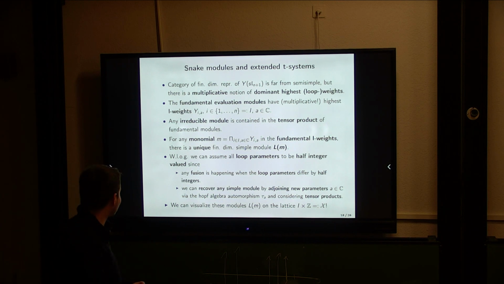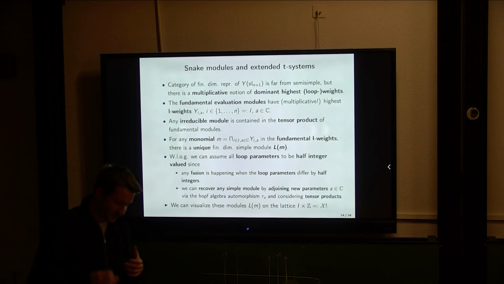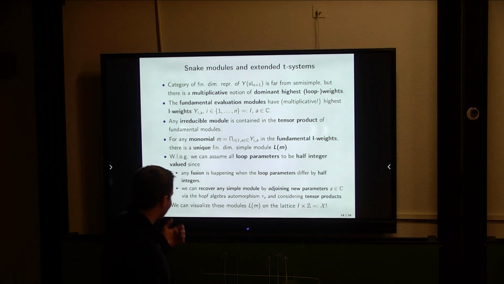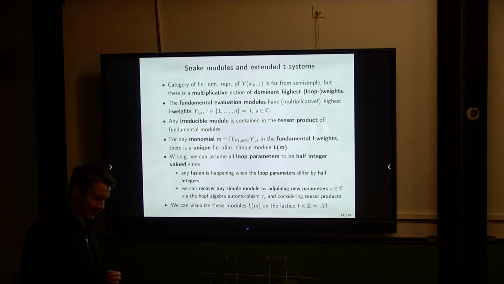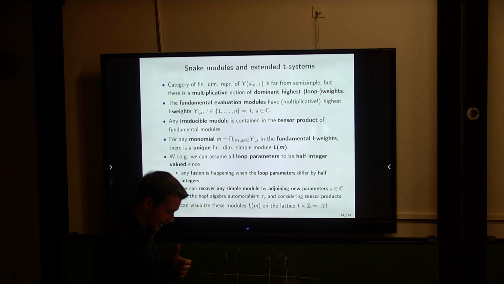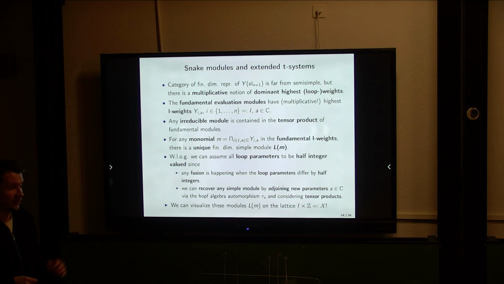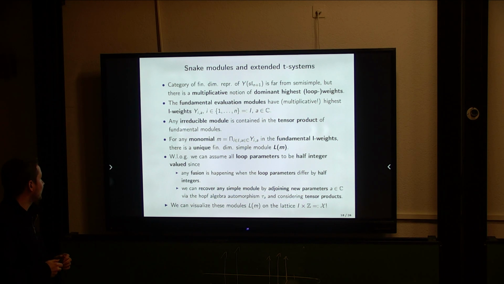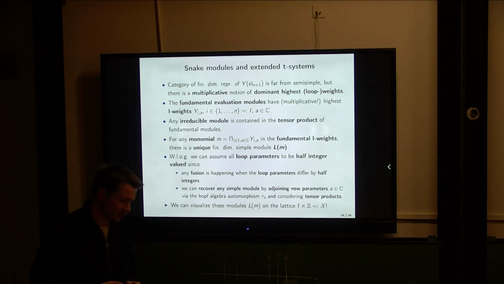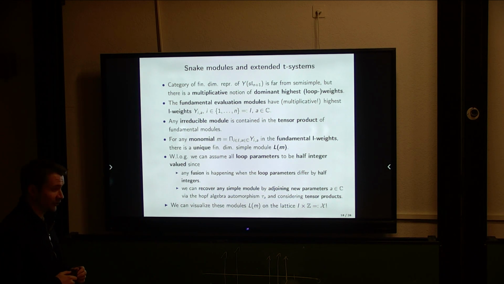Yeah. So this would be a little bit technical. So Mukin and Yang introduced these snake modules, and they completely describe the irreducible representations of the Yangian via tensor products and direct sums. Okay. So the important fact about the representation theory of the Yangian is that there is still a notion of dominant highest weights, highest loop weights.